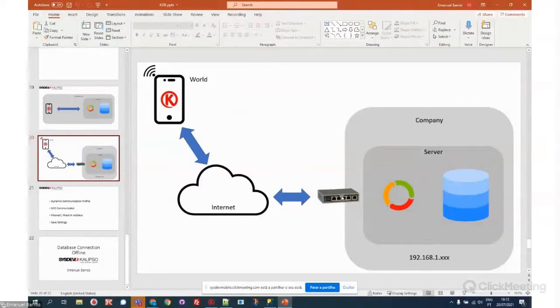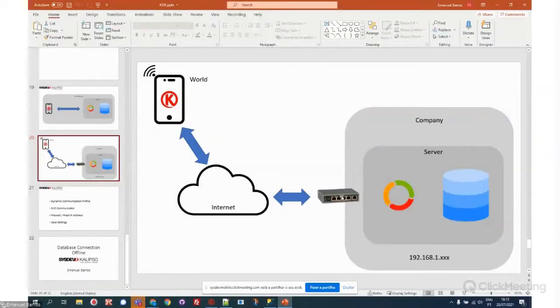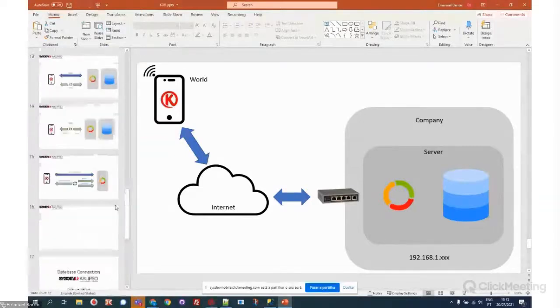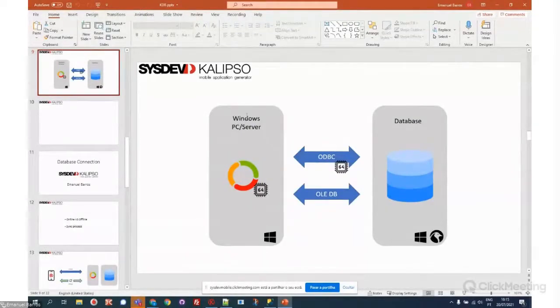So next question, and I believe it is the last one. Is Mesh Communicator working in Linux? No. Okay, that was fast. Simple answer. No, we don't have Mesh Communicator for Linux. Mesh Communicator needs to be on a Windows PC. But if your database is on Linux, that's okay. Mesh needs to run on Windows, but you can connect to a database that is on another machine. Okay.